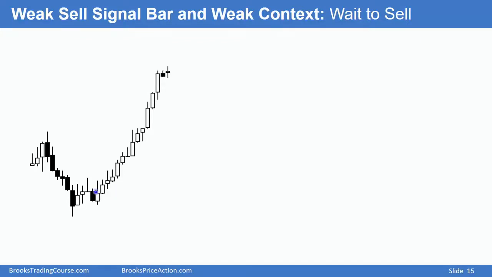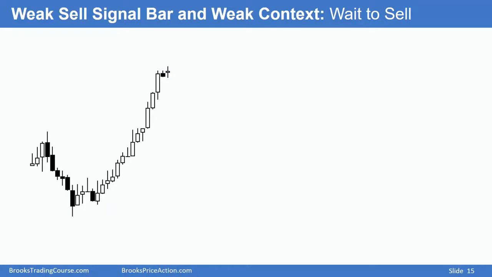And much more importantly is this. There's a 10 or a 15 bar bull microchannel. So the probability of a successful short here is bad. You have a bad signal and you have bad context. To the left, too many bull bars, no bear bars. It still can reverse, but the probability is low.